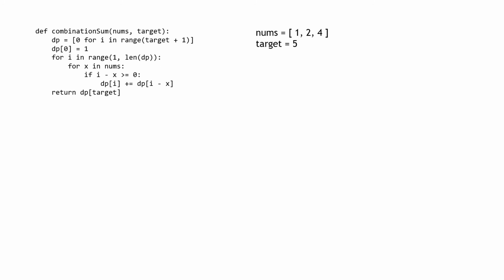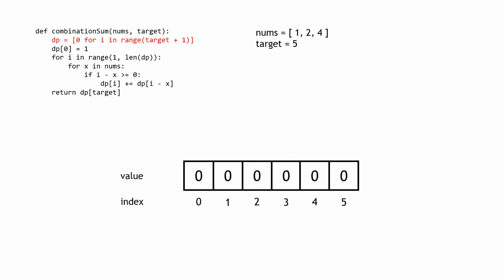So here's the code. If you're already familiar with dynamic programming, it might be worth the effort to pause the video here and try to explain to yourself what's going on. But if you've already tried, let's go through the code with this example where nums is 1, 2, and 4, and the target is 5. So the first line of code creates an array of size target plus 1. Before we move on to the next line, let me try and explain what this array is going to represent and why we need an extra slot.